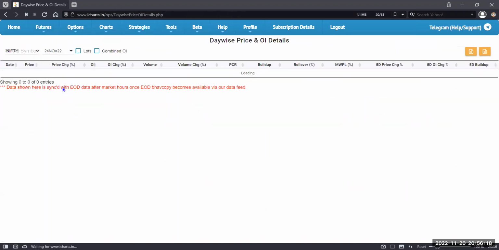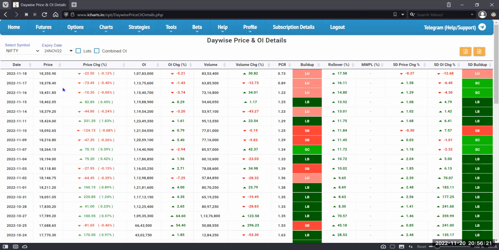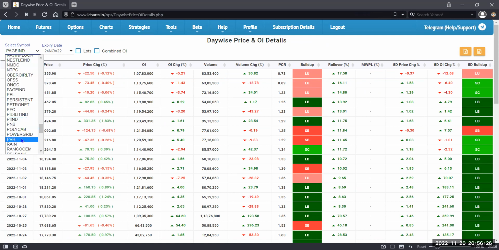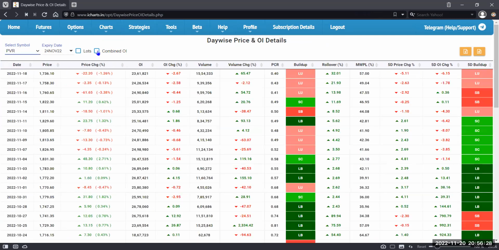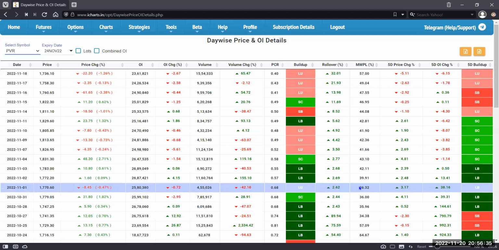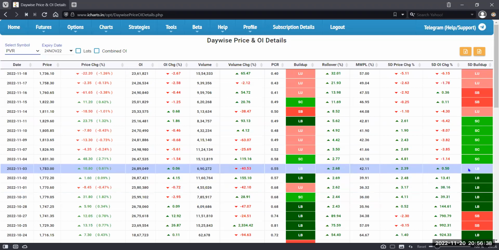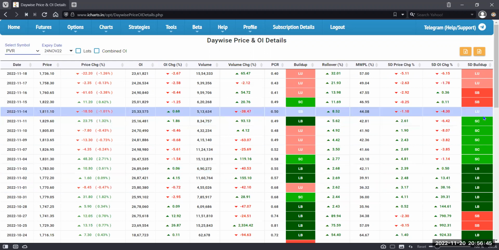If you select any script, for example PVR, you just select it. When we get this signal change, for example, until 3rd of November it was a long build up, then it was a bullish signal, which was short covering, until 11th of November. Now suddenly there was a signal change, from short covering to long unwinding. And after that, we have seen a downtrend. From 1829, it has gone down to 1736.